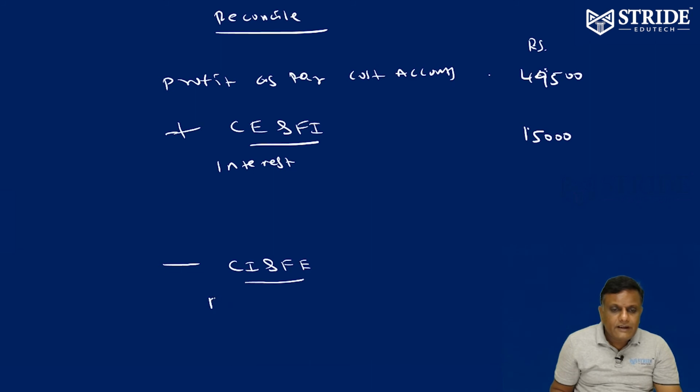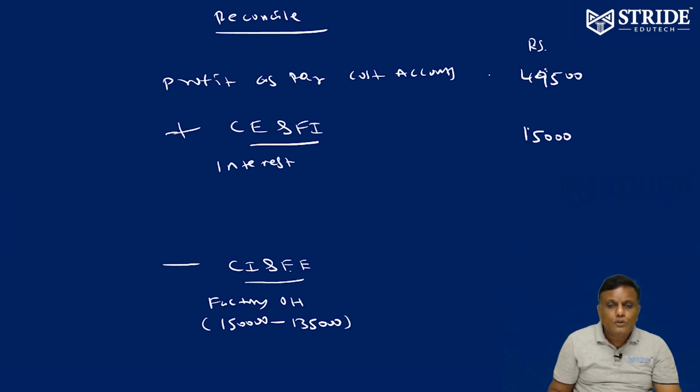Next, factory overheads. Factory overheads as per financial records are 1.5 lakhs. As per cost records, it is going to be 1,35,000. It is called under absorbed because cost is less. So more financial expenditure, less cost expenditure. So the under absorbed factory overhead is 15,000. That is to be subtracted.